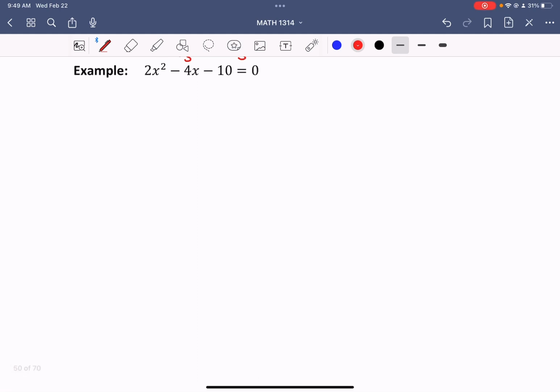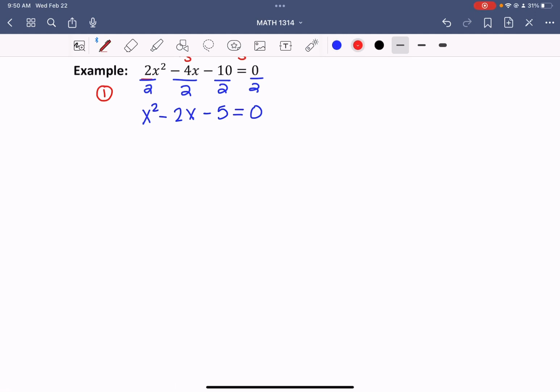Okay, so step number 1 is make sure that your a is equal to 1. So since we do not have an a equal to 1, our a is 2, I'm going to create that into a 1, and I would do that by dividing by 2. So that means I'm going to have to divide everything by 2. So that gives me x² − 2x − 5 = 0.